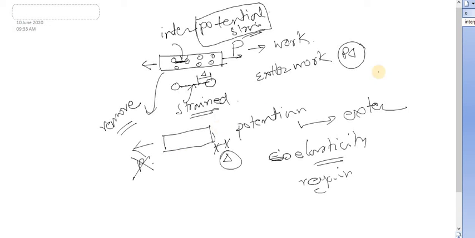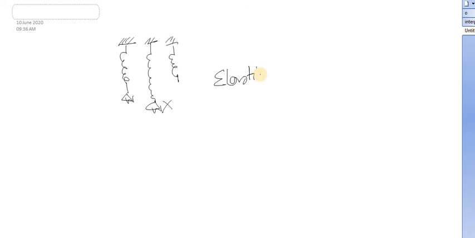You can visualize this elasticity very well if you take a spring, for example. Take any spring, supported here, and then you apply a load. What will happen? It will simply be stressed. Now again you remove this load. What will happen? It will come back to its original shape. So this is happening due to the property which is known as elasticity.